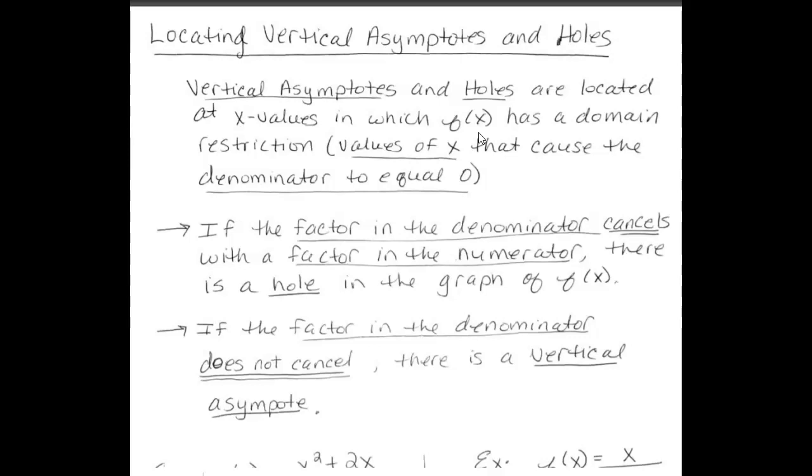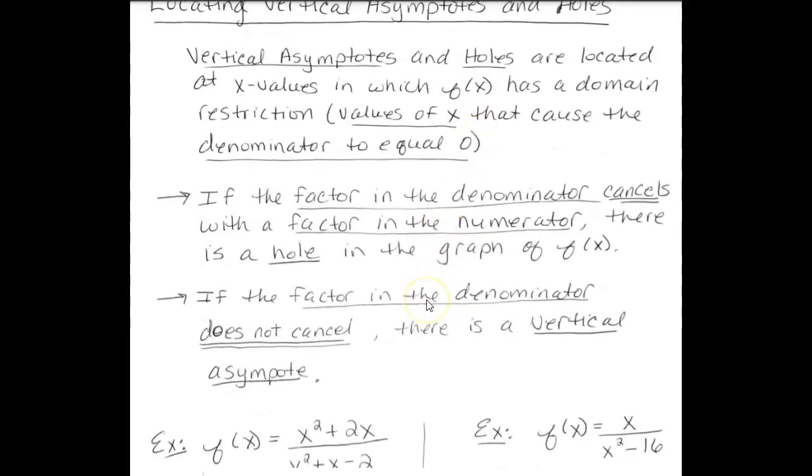Okay, so if there's a restriction in the domain, it is either going to indicate a location of a vertical asymptote, as we saw in the last example, or possibly a hole in the graph. So how to know which is which? If the factor in the denominator cancels with the identical factor in the numerator, then there's going to be a hole in the graph at that x value. If the factor in the denominator does not cancel with anything in the numerator, then there's going to be a vertical asymptote at that x value.